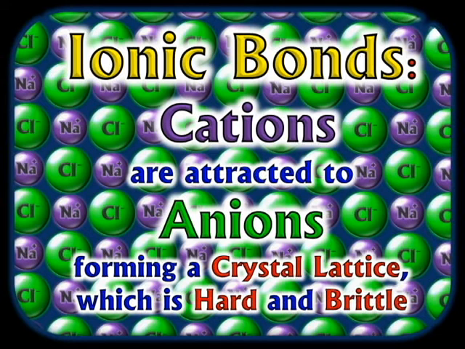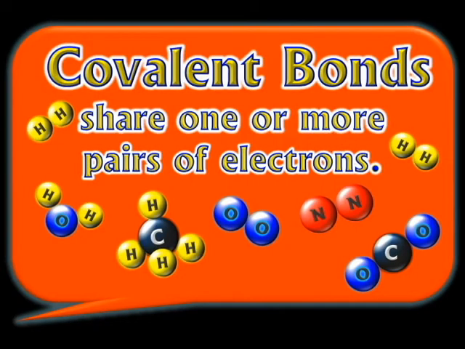So we saw ionic bonds. That was the first one we saw in our last notes, where cations and anions are attracted to each other, forming a crystal that is hard and brittle. Well, this is different. This does not form a giant crystal lattice, because now we're talking about covalent bonds. That's something different. Covalent bonds share one or more pairs of electrons, and that's it. That's the end of the bond.